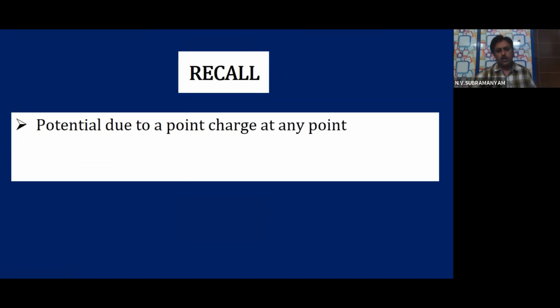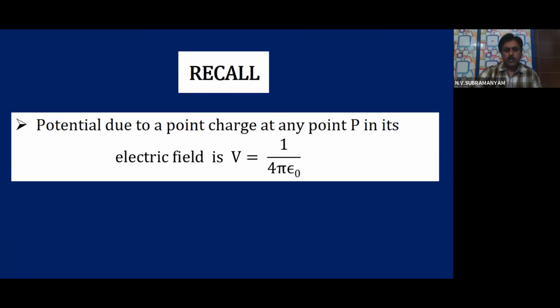Also recall the formula for the potential as per the distance. Potential due to a point charge at any point P in its electric field is V equals 1 by 4 pi epsilon 0 Q by R. This is an important expression, children. We will be using it throughout this chapter. Please remember, V equals 1 by 4 pi epsilon 0 Q by R. I will use this formula again and again, even in this webinar session.